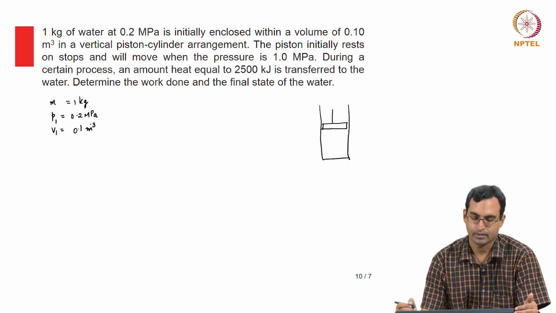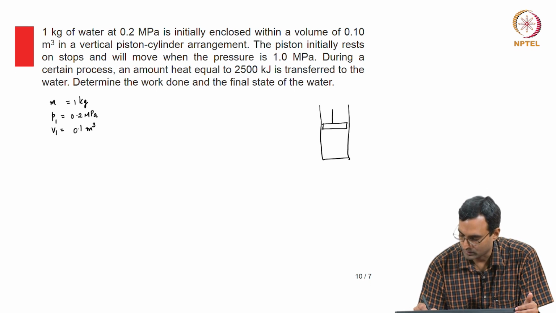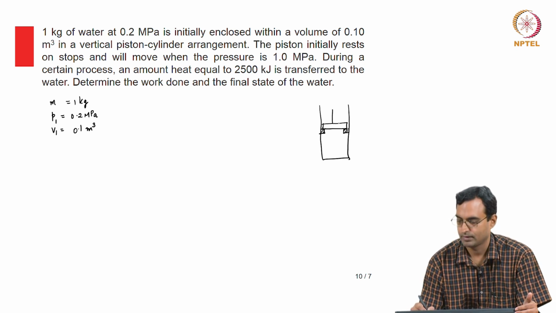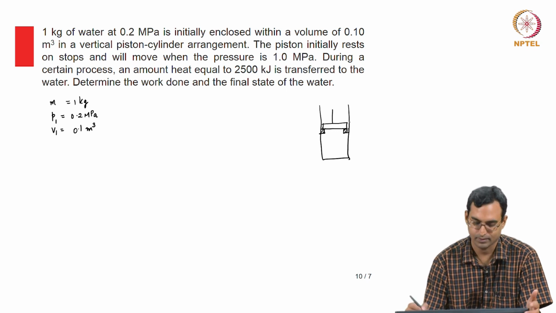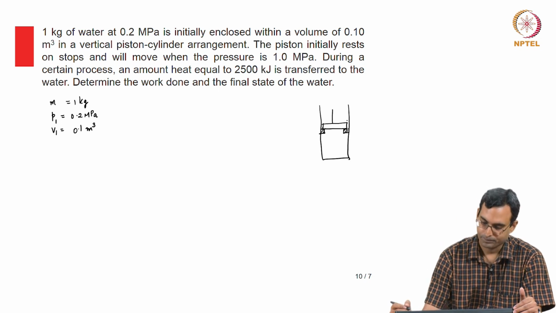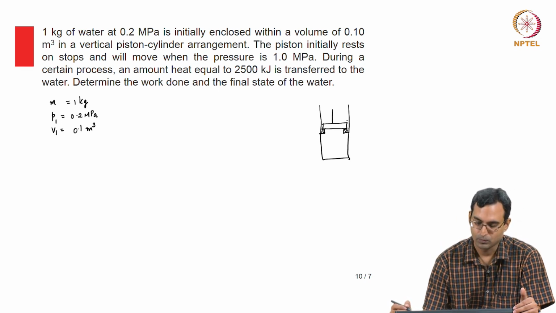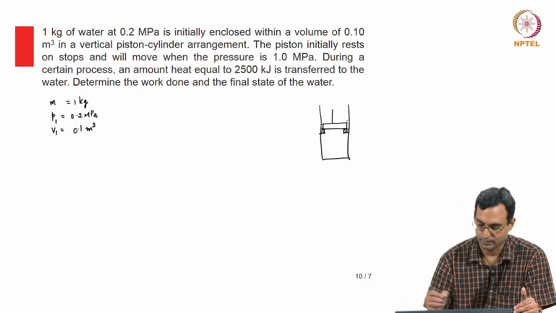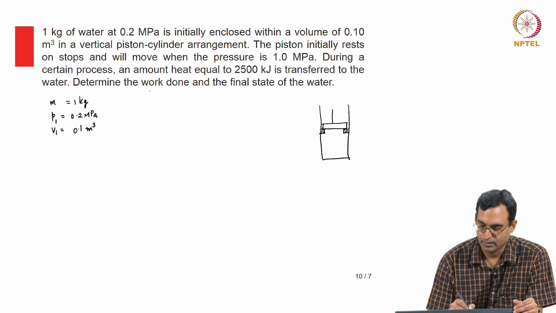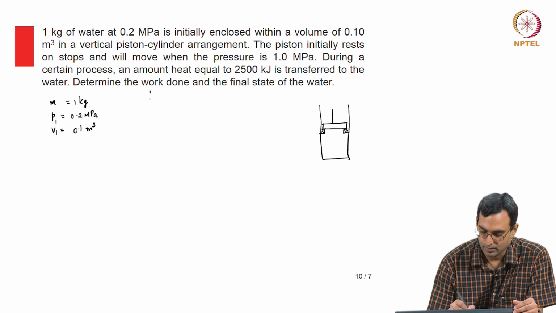It says the piston initially rests on stops. So, we have stops here. Of course, you understand this, there is actually no gap. This piston is frictionless, it will be just touching the inside surface, but this is only a schematic and not necessarily very accurately drawn. And this piston will move when the pressure is 1 megapascal. So, we have the weight of the piston plus the atmospheric pressure outside being equal to 1 megapascal. So, pressure due to piston plus atmosphere is 1 megapascal.